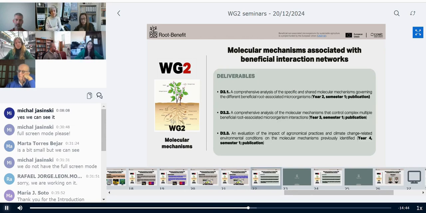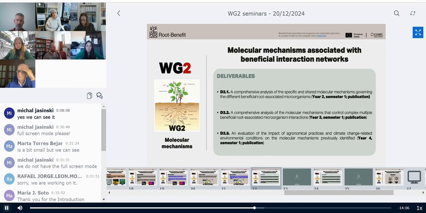And of course, as part of this COST Action, we have to give some deliverables. And in this case, they are also connected with the three specific objectives we are interested in. There is already on the way a review about the mechanisms that govern the different beneficial root interactions. Actually, we are already working on it, and we are planning to get this review at the beginning of the first semester of the coming year.